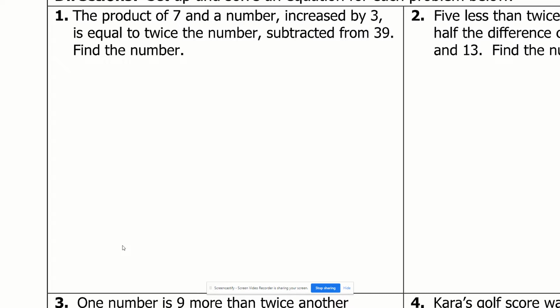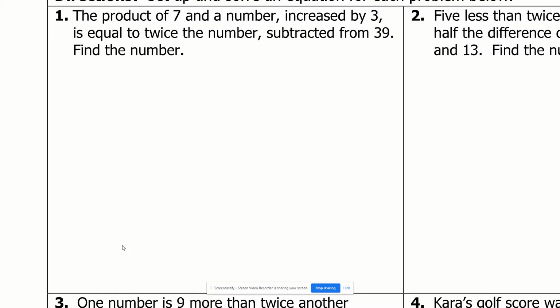I'm joking. Bye. Alright, so no one wants to read. I'll read. The product of 7 and a number increased by 3 is equal to twice the number subtracted from 39. See, when you read that whole thing and you start thinking, okay, what's this equation? You're going to get confused, so just break it down.